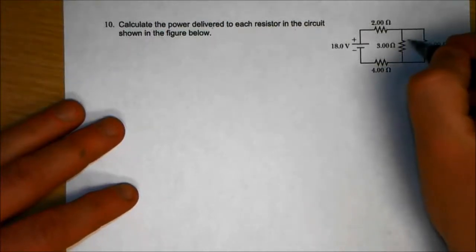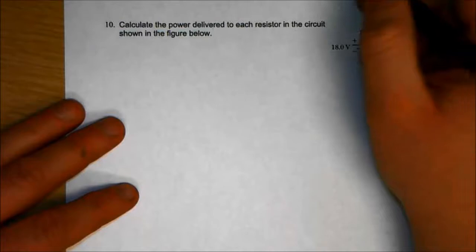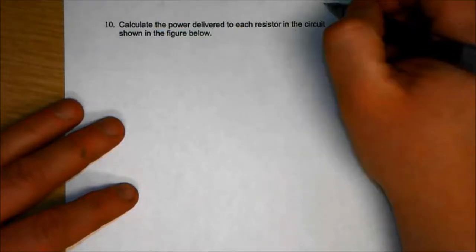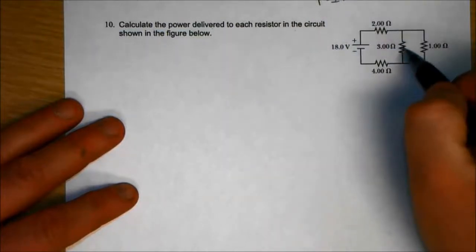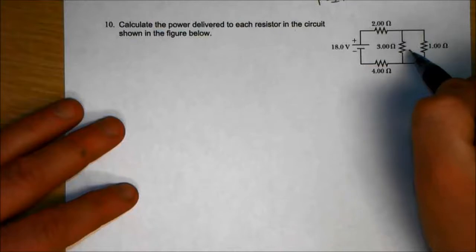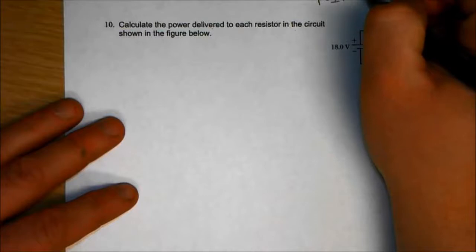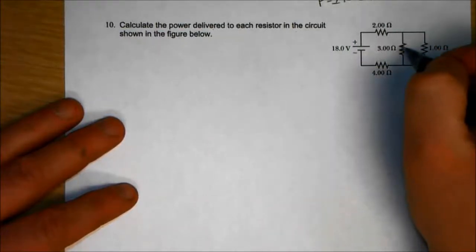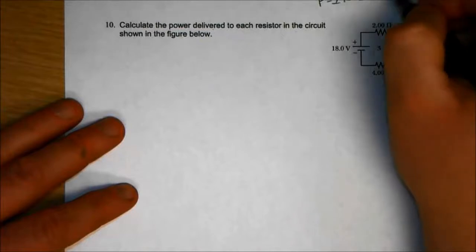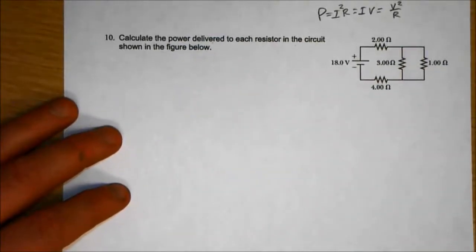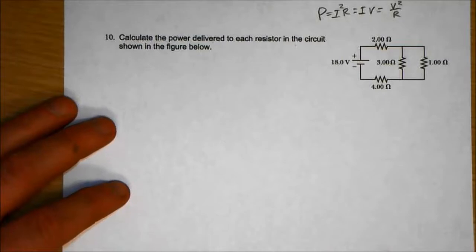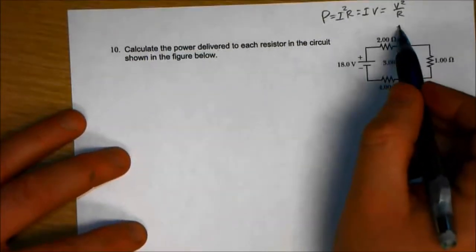We need to find the current through each one of these resistors because we know that power is equal to I squared R. So if we have the current and the resistance, we know the power delivered to each one of these resistors. Or we could say power is equal to IV, so if we know the voltage drop across those resistors, we can find the power, but we still need to know the current. Or we could say V squared over R. So I suppose if we just find the voltage drop across each one of them, that might be the easiest, quickest route.